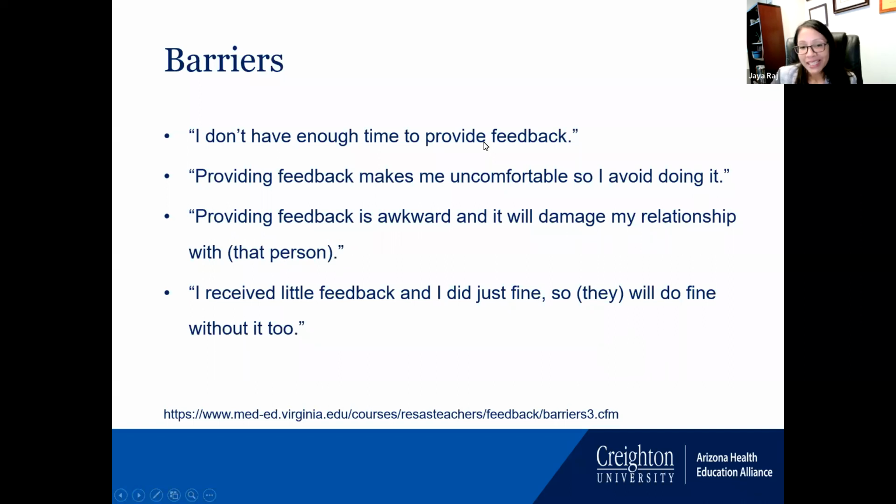So again, commonly, it makes us feel uncomfortable. We don't want to damage our relationship with the learner. Again, time. And then also sometimes people are afraid that if we give somebody negative feedback, they're going to retaliate against us when they fill out their evaluation of us as faculty. And so people have brought that up to me. I can't say that doesn't happen.